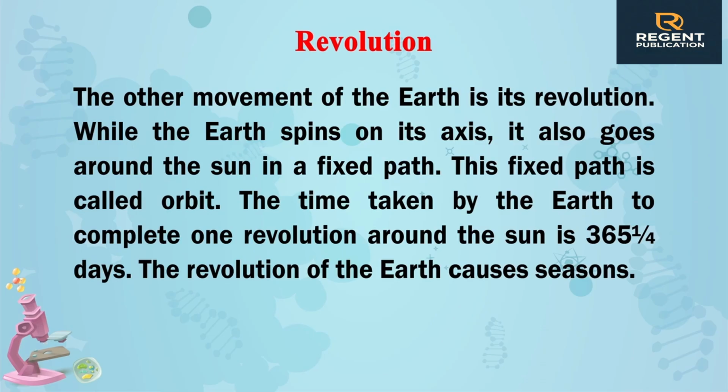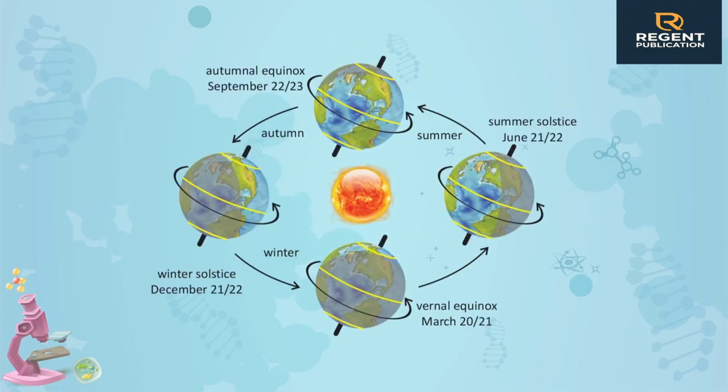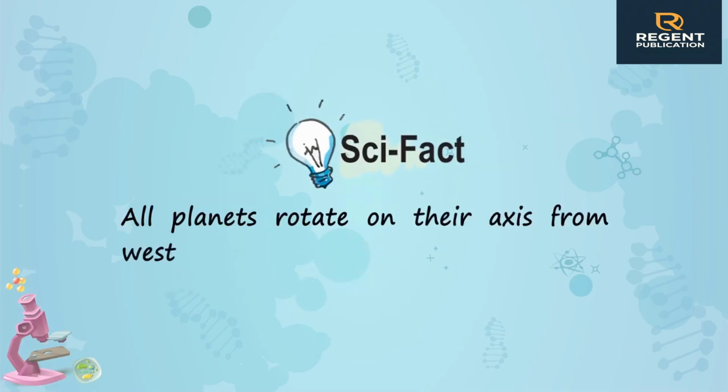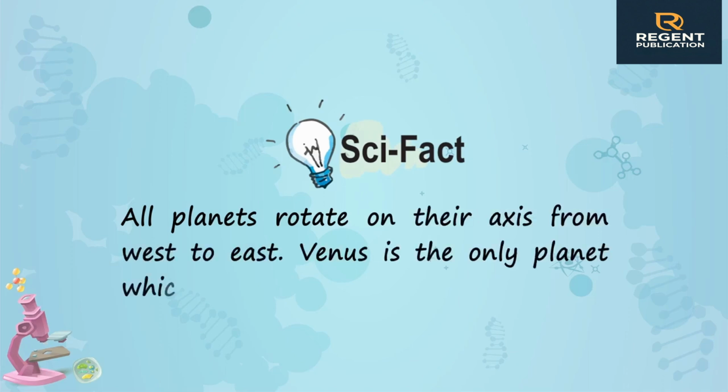Time taken by the Earth to complete one revolution around the Sun is 365 days. The revolution of the Earth causes seasons. Scientific fact: all planets rotate on their axis from west to east. Venus is the only planet which rotates from east to west.